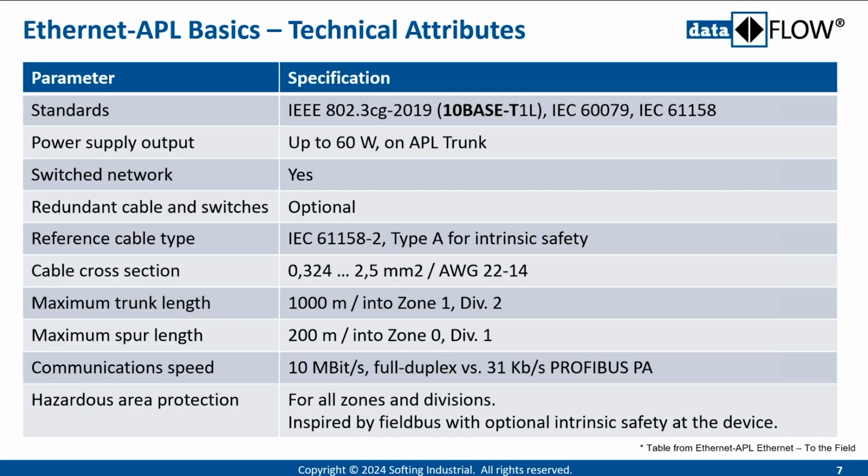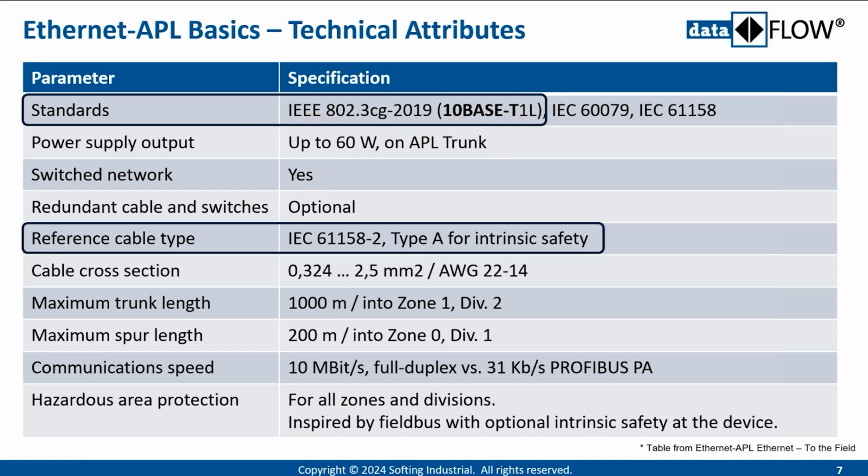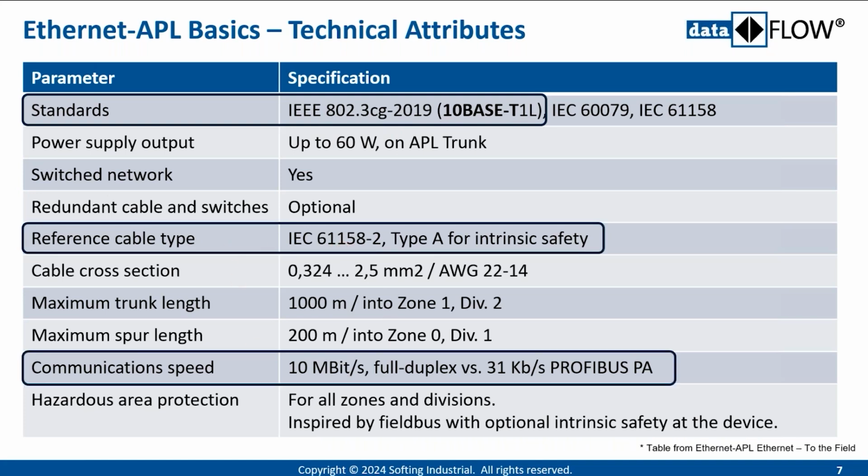So the technical attributes are more to read up. The only thing I want to mention here is that all this is actually based on existing technology and existing standards. For example, it's 10BASE-T1L, the 10 megabit stuff, from the IEEE organization. Then we have the IEC 61158 for the cable types, and all that comes together so that we have a network with 10 megabits per second, full duplex, versus 31 kilobits for PROFIBUS PA, if you want to compare. So the main message is that it's really based on standards. It's not inventing something from scratch.